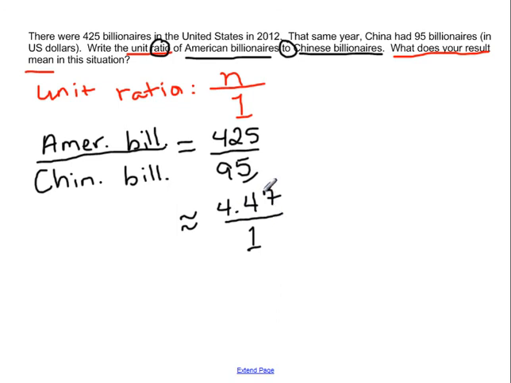So now we've got to say, well, what does this mean? Remember that this was American billionaires up on the top. Okay, these were the Americans. And down here, this was the Chinese. So that part is still the same as when we wrote it out originally. This is the value of writing this. Okay, so what does all of this mean?